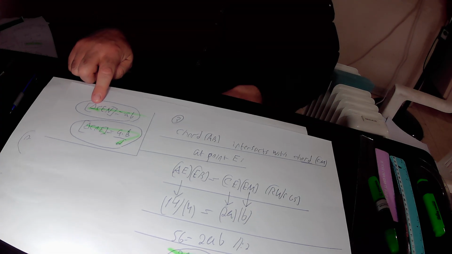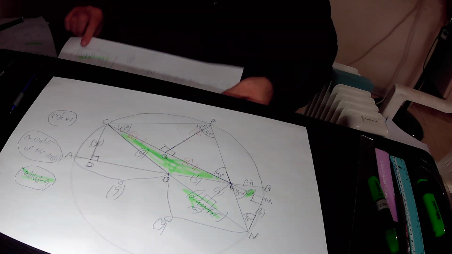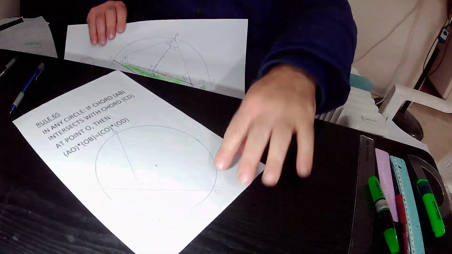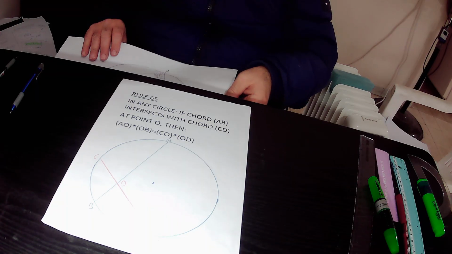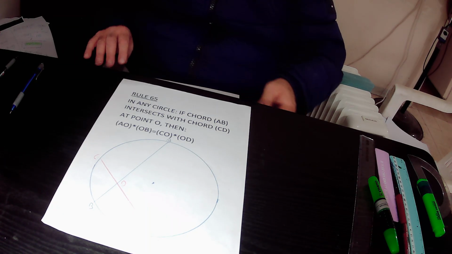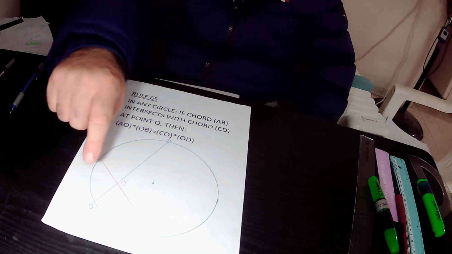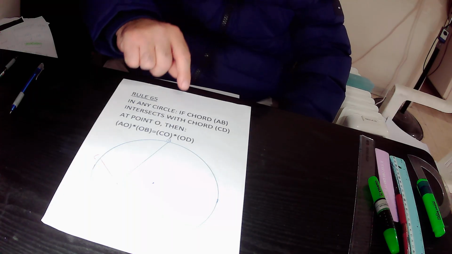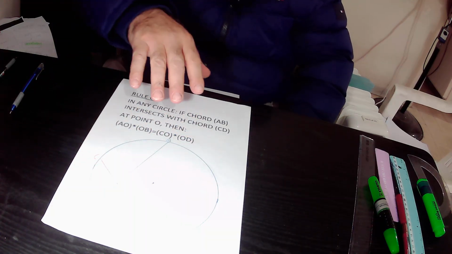The next step: we implement rule 65 in our drawing. Quickly on rule 65. According to rule 65, if chord AB intersects with chord CD at point O, then the following equation holds: AO times OB equals CO times OD. Again, chord AB intersects with chord CD at point O, therefore the following equation holds: AO times OB equals CO times OD. So we can actually implement rule 65 in our drawing.